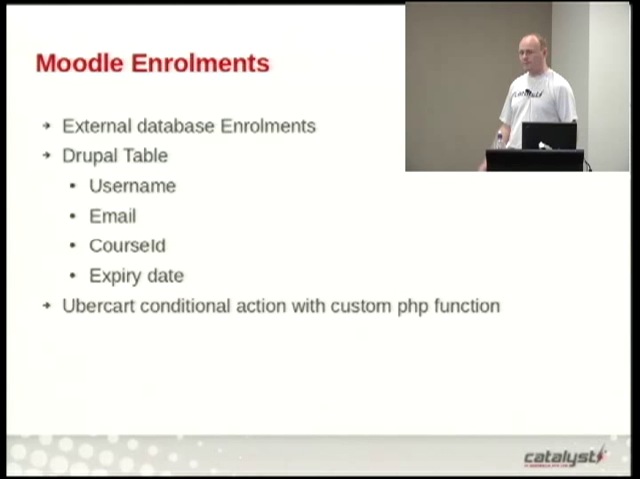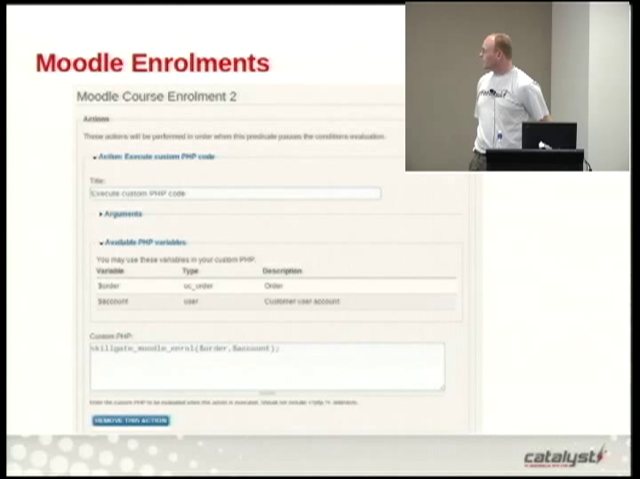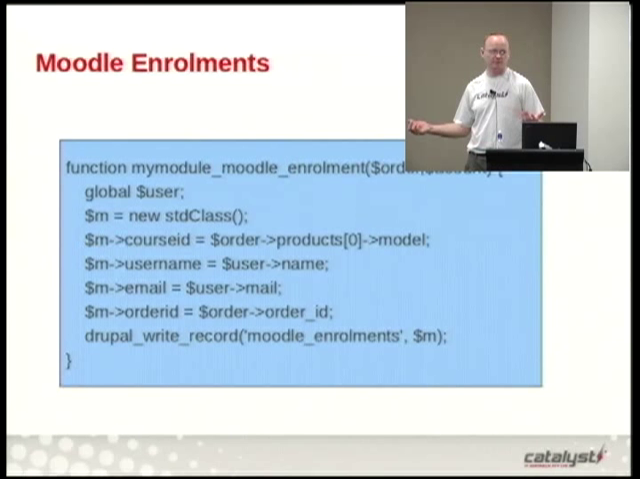Then we add a conditional action in Ubercart. This could also be just a module or some other hook that runs once Ubercart has finalized the payment. Conditional action is kind of nice because you get a nice little GUI that says run this custom PHP function down the bottom once you've paid for it. What does that function look like? It's pretty simple. This is just bread and butter Drupal writing to a custom table.